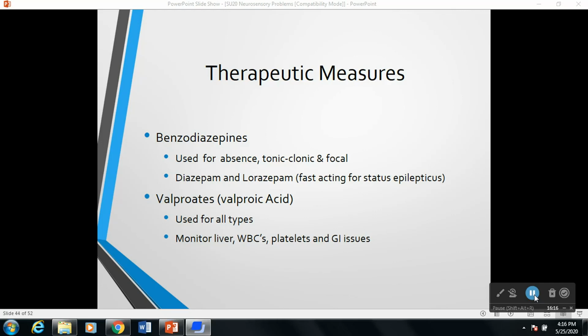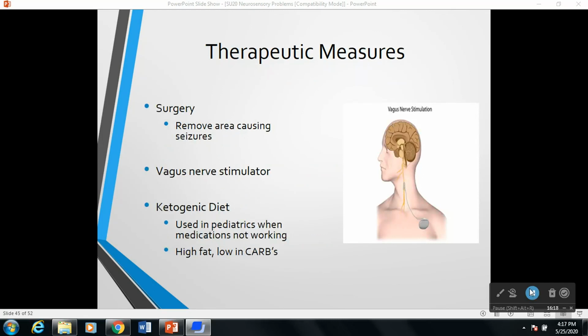There are other types of therapeutic measures such as surgery. That's whenever they're going to remove the area of the brain causing seizures. This is not very common, but they may need to do this. They'll also do what's called a vagal nerve stimulator. There's a picture right there. This is very similar to when a person has a built-in defibrillator. So when the excitatory neurons are going off, if medications maybe aren't working, they may have to do a vagal nerve stimulator.